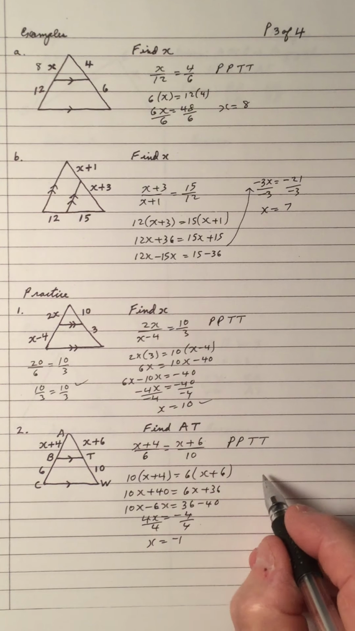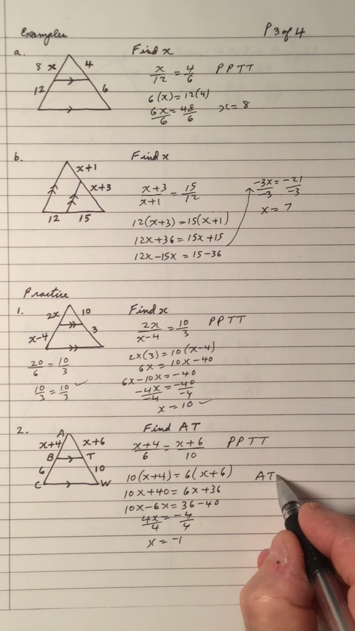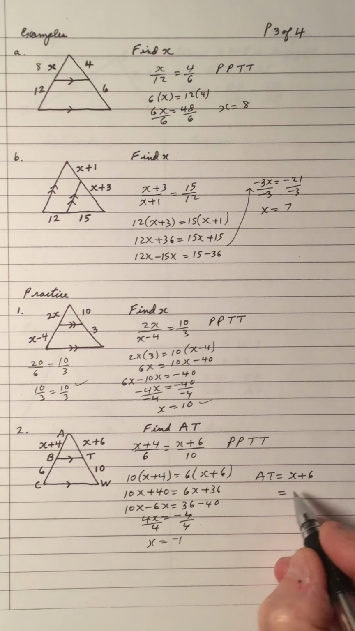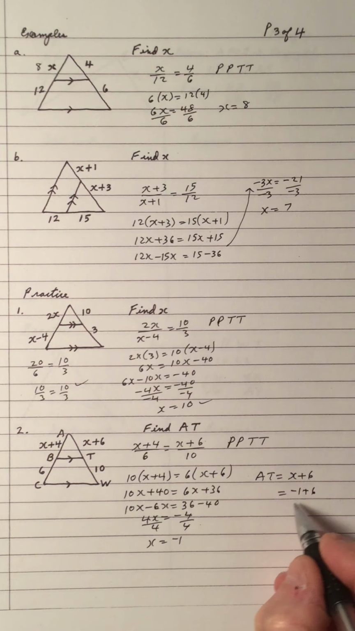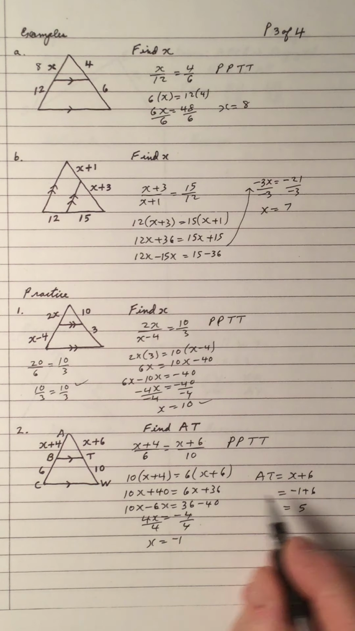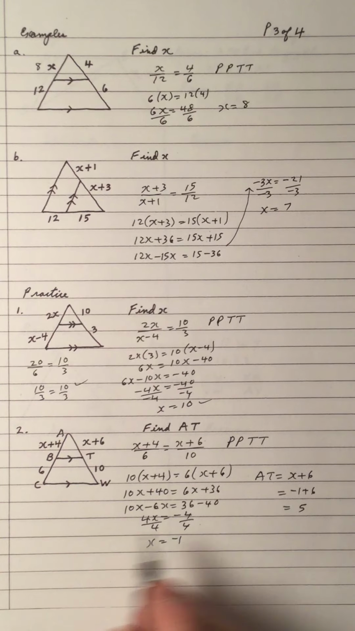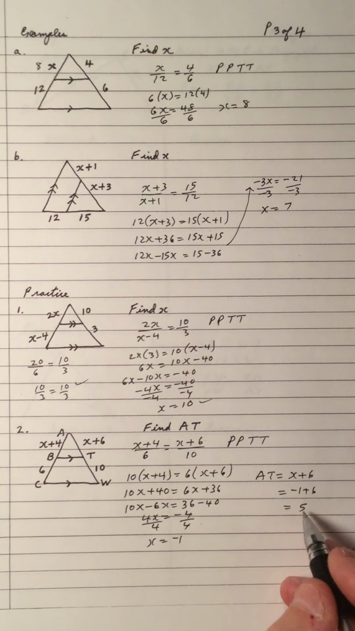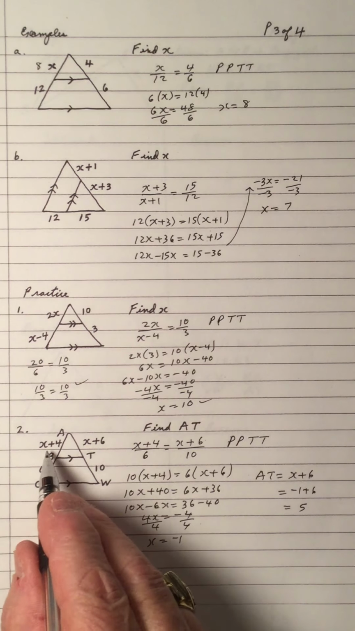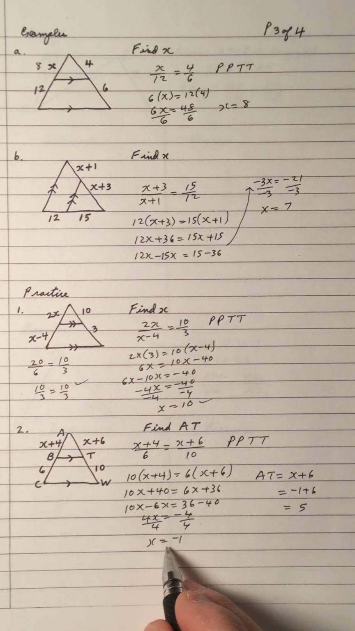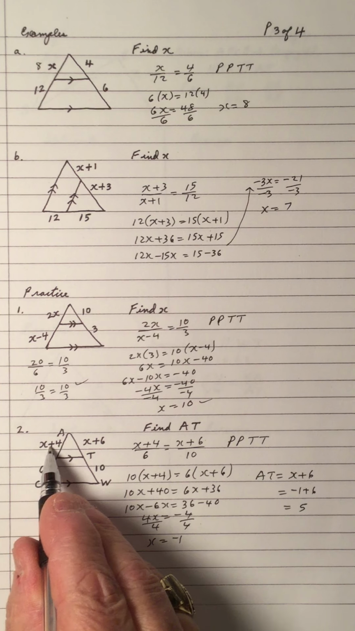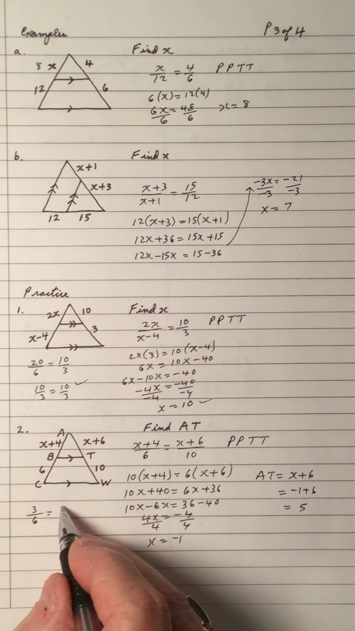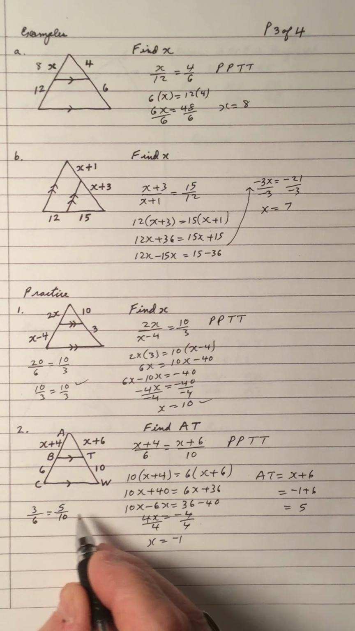Now, we have to get what AT is. Remember, AT is x plus 6. So negative 1 plus 6 is 5. It sounds funny to have x as negative 1, but let's see if this is true. So let's put negative 1 here. Negative 1 right here gives me a 3 over 6. Negative 1 here gives me a 5 over 10.